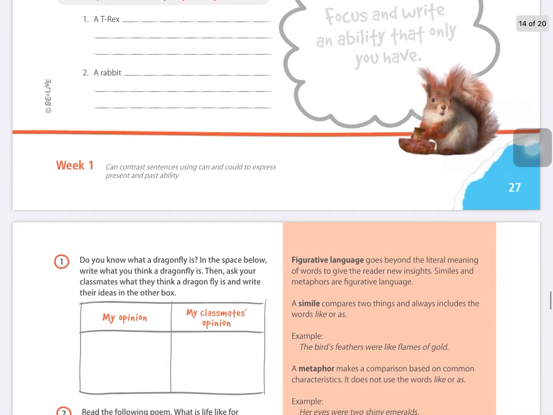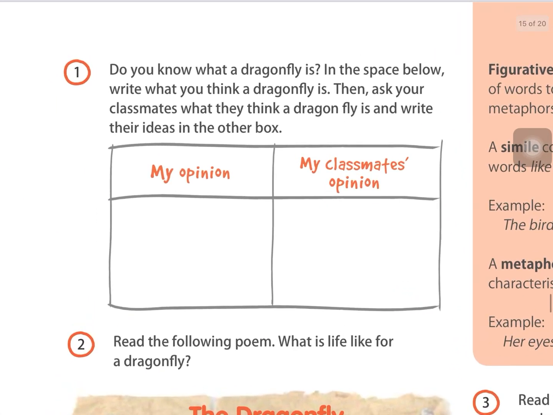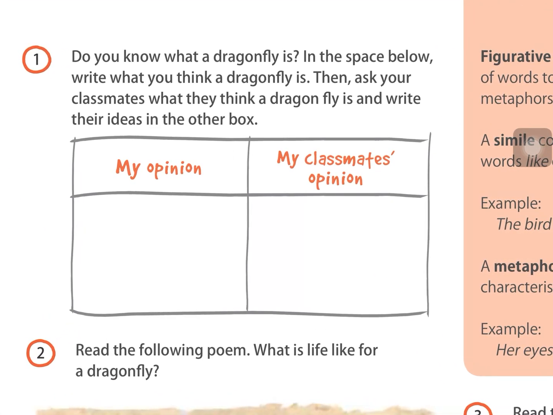Also, I want to introduce the topics, the points. In the first point of page 28, you have: do you know what a dragonfly is? In the space below, write what you think a dragonfly is. Then ask your classmates what they think a dragonfly is and write their ideas in the other box.